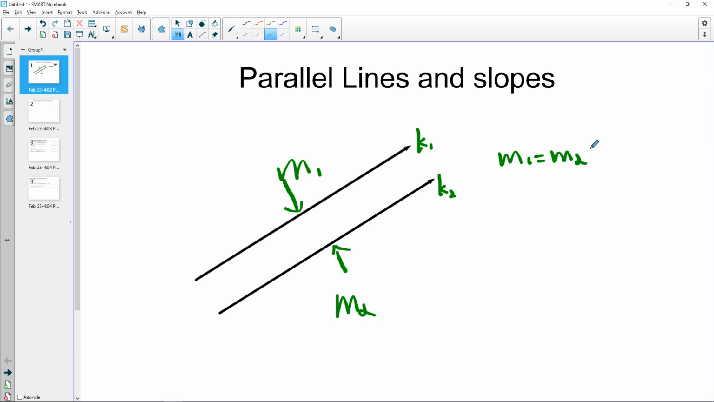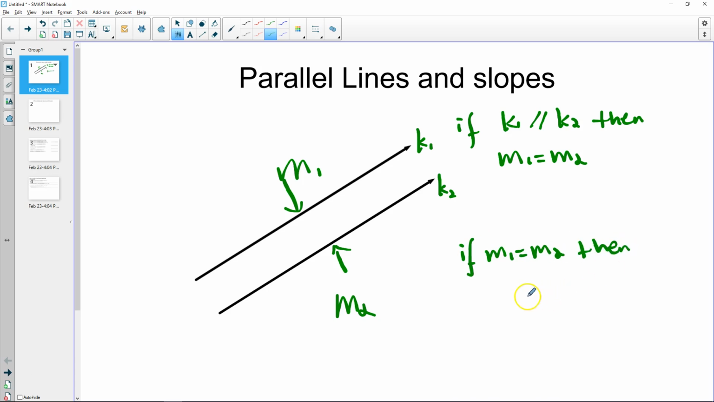So this comes in two ways. Let me write this out. If K1, which is the line K1, is parallel, that's how we write parallel lines in math, with two forward strokes. If K1 is parallel to K2, then M1 is equal to M2. Alternatively, you can also check if two lines are parallel by checking if M1 is equal to M2, then these two lines are parallel.